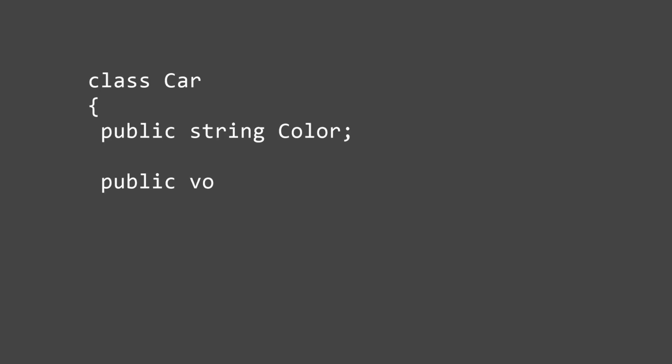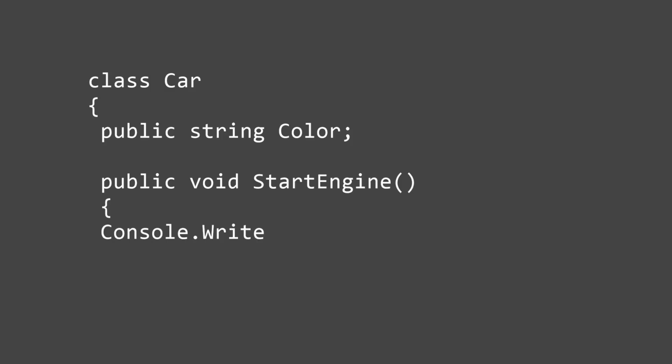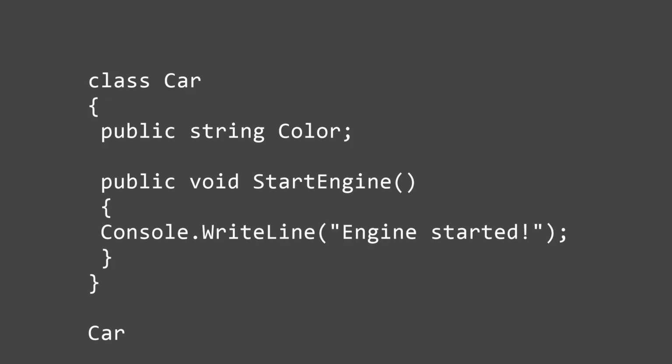Classes as blueprints. Classes are templates for objects, defining attributes and behaviors. For example, a car class can describe properties like color and methods like start engine.